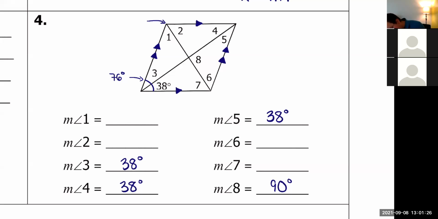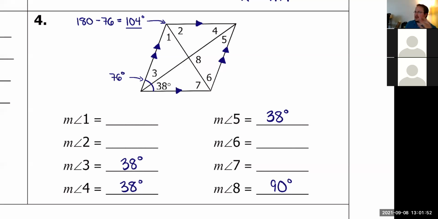So this big angle up here, we would get by taking 180 minus 76, which gives me, I think, 104. Yeah, 104. So this entire upper left corner is 104 degrees. Now I can say, okay, well, let's bring those diagonals back in.